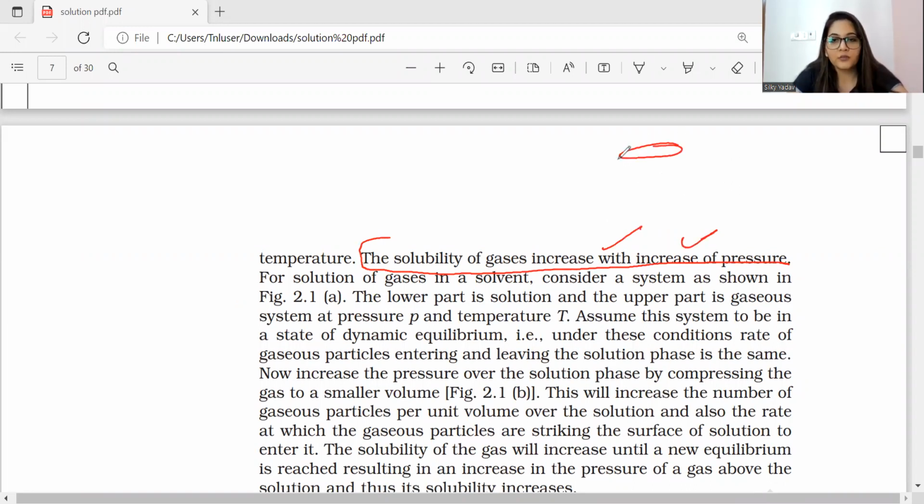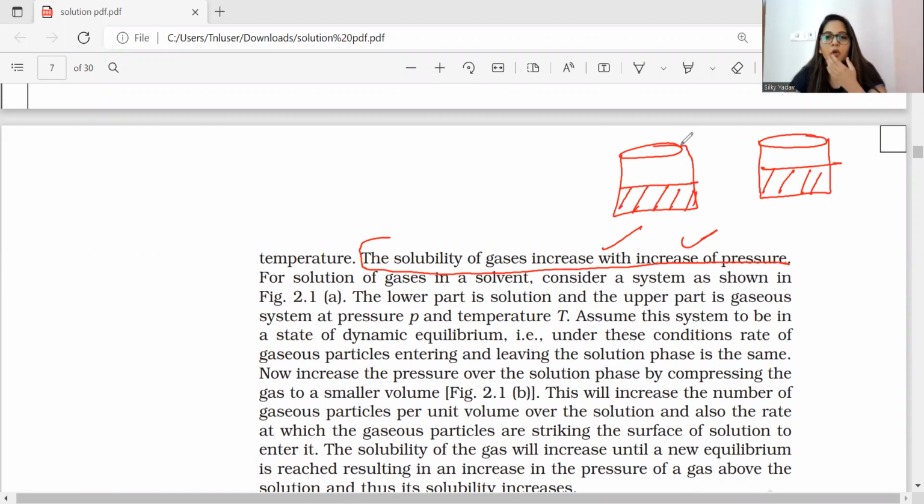How? Let's see. Let me take two beakers. Let's say this is the first beaker and this is the second beaker. Let's say this complete part is water, and again this is water. Okay, and let me take a different color. Let's say these are some gas particles, and now these are the gas particles. Now, see one thing. Let's say here is a piston. You all know what a piston is, right?